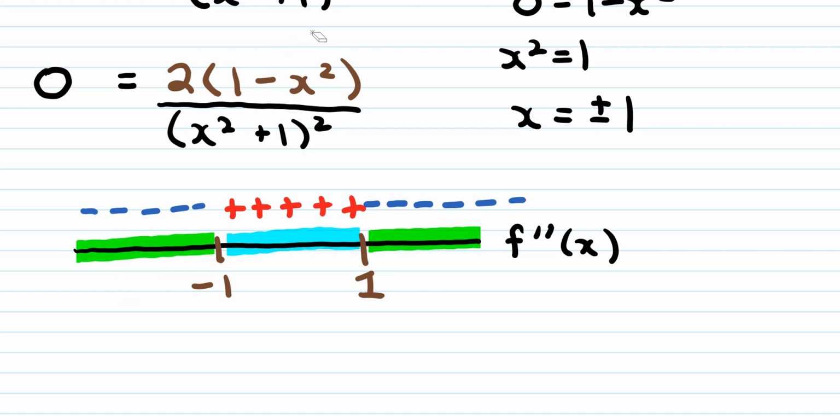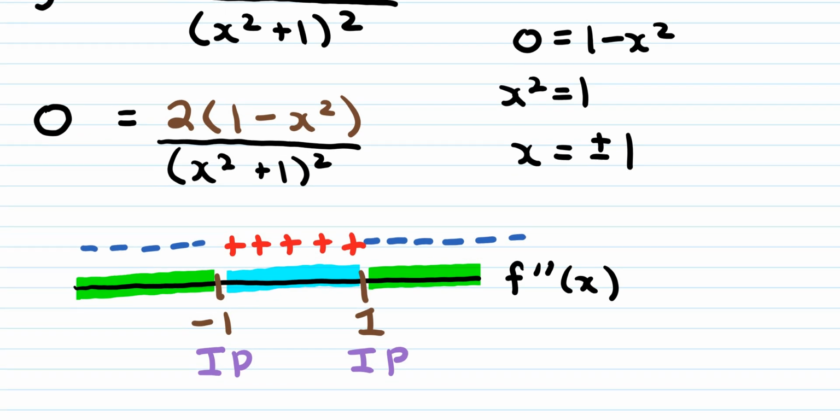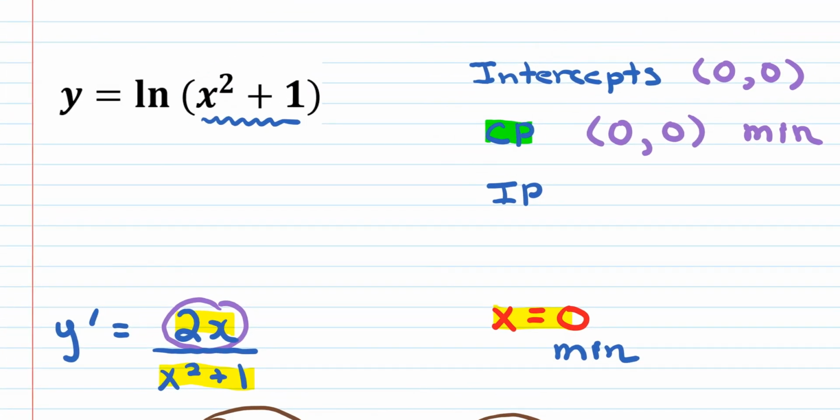And then you'll notice that we go from concave down, concave up, and concave down. So this means we have an inflection point here, and we have an inflection point there because it changes concavity. Okay, so what I want to do now is go back to my original function, and let's go ahead and evaluate f of 1 and f of negative 1.